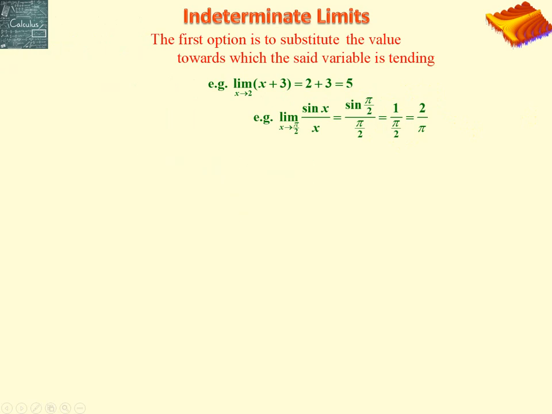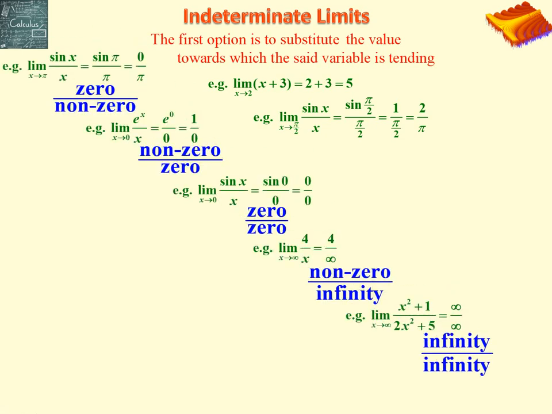That's better there. Okay, so to continue from there then, let's have a look at a whole lot of these. Looking at this first one, if I substitute pi for x, I'll get sine of pi over pi, and sine of pi is 0 over pi, which gives us a 0 over non-zero. So that's the first type of limit I could consider involving zeros or infinities.